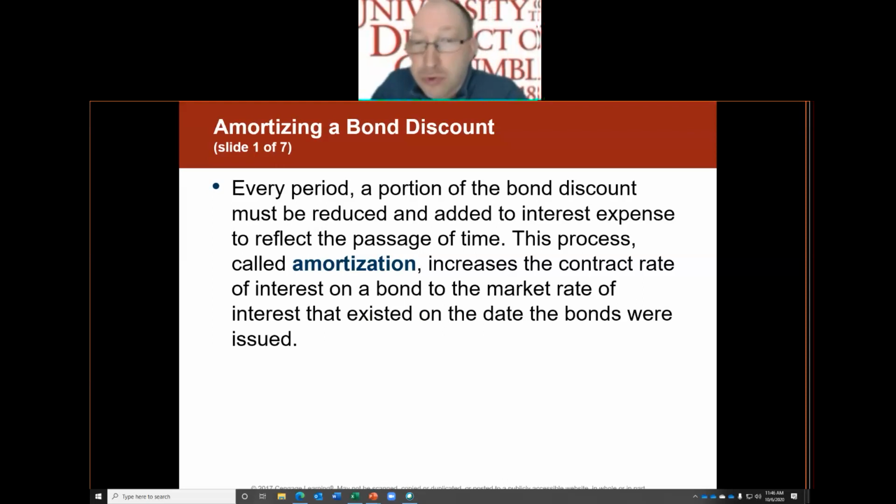This process of increasing our interest expense through amortization, we call that amortization. It's where we increase the contract rate of interest on the bond to the market rate of interest that existed at the date the bonds were issued. Ooh, that's a mouthful. Amortization is accounting for the passage of time and increasing interest expense.